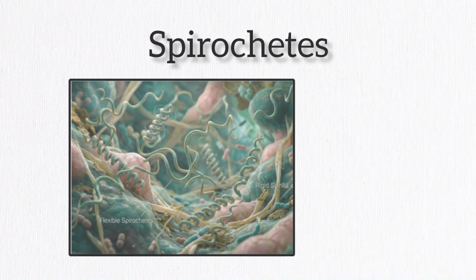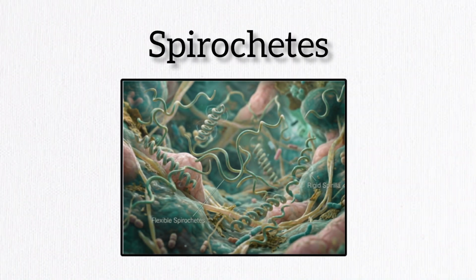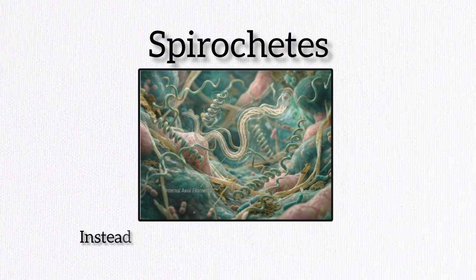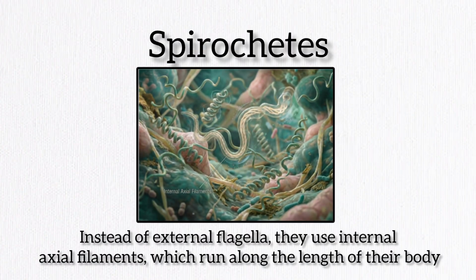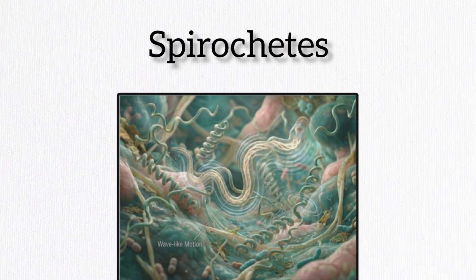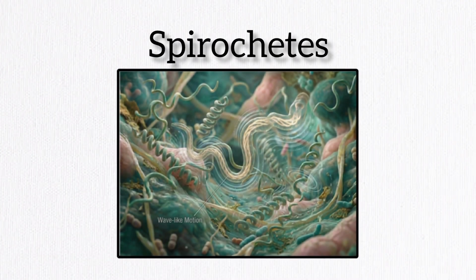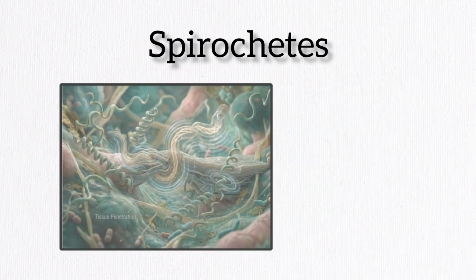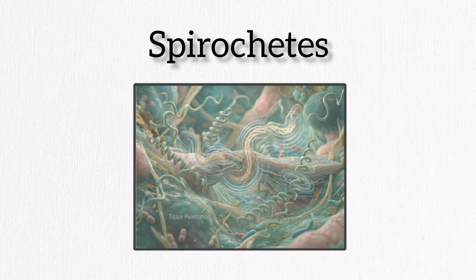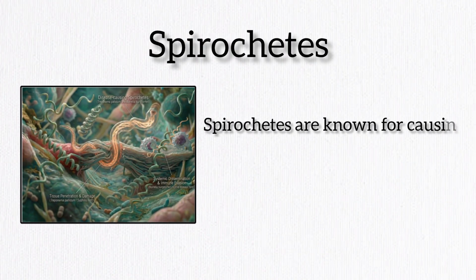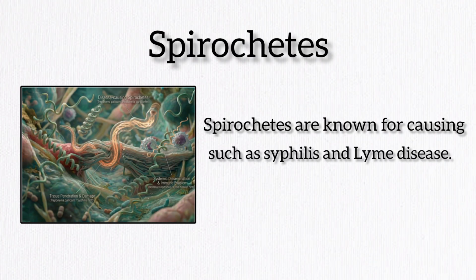Spirochetes are flexible, spiral-shaped bacteria that differ from Spirilla in both structure and movement. Instead of external flagella, they use internal axial filaments, which run along the length of their body. This allows them to twist and move in a smooth, wave-like motion, enabling them to penetrate tissues more easily. Spirochetes are known for causing diseases such as syphilis and Lyme disease.